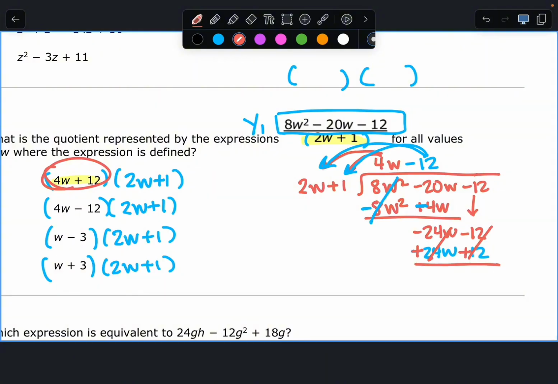Now that you have it that way, look at this. This times this gives you your answer. So that's why I told you to only put this top part into y1 and multiply this times one of these answer choices. What I would have done is put that whole equation in the calculator.